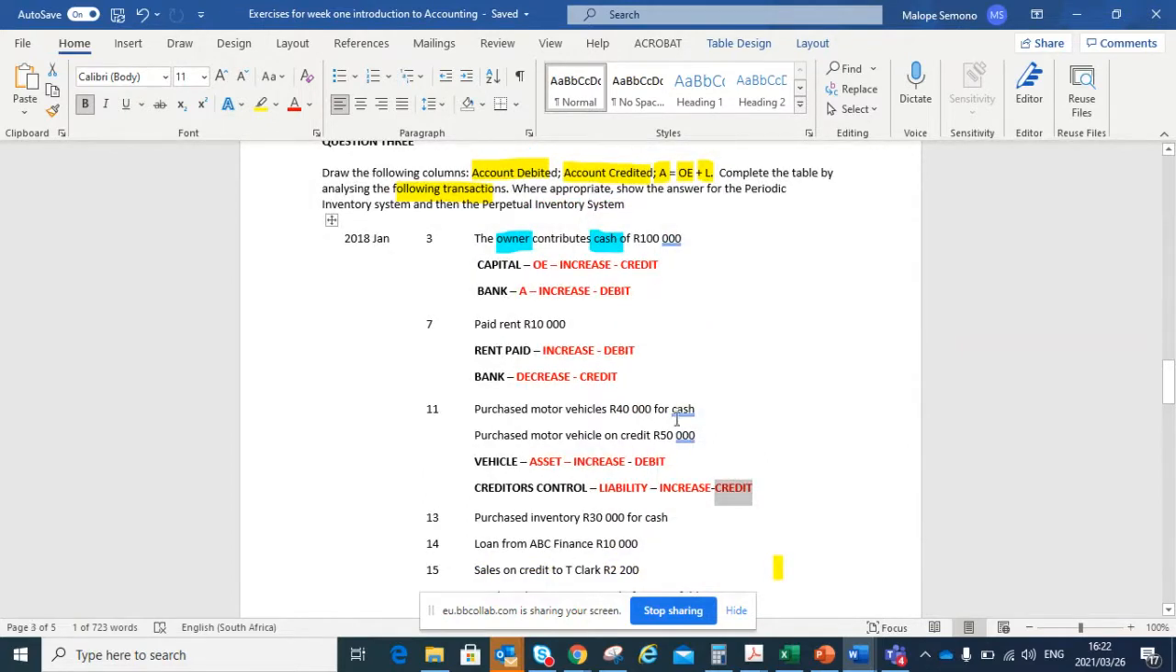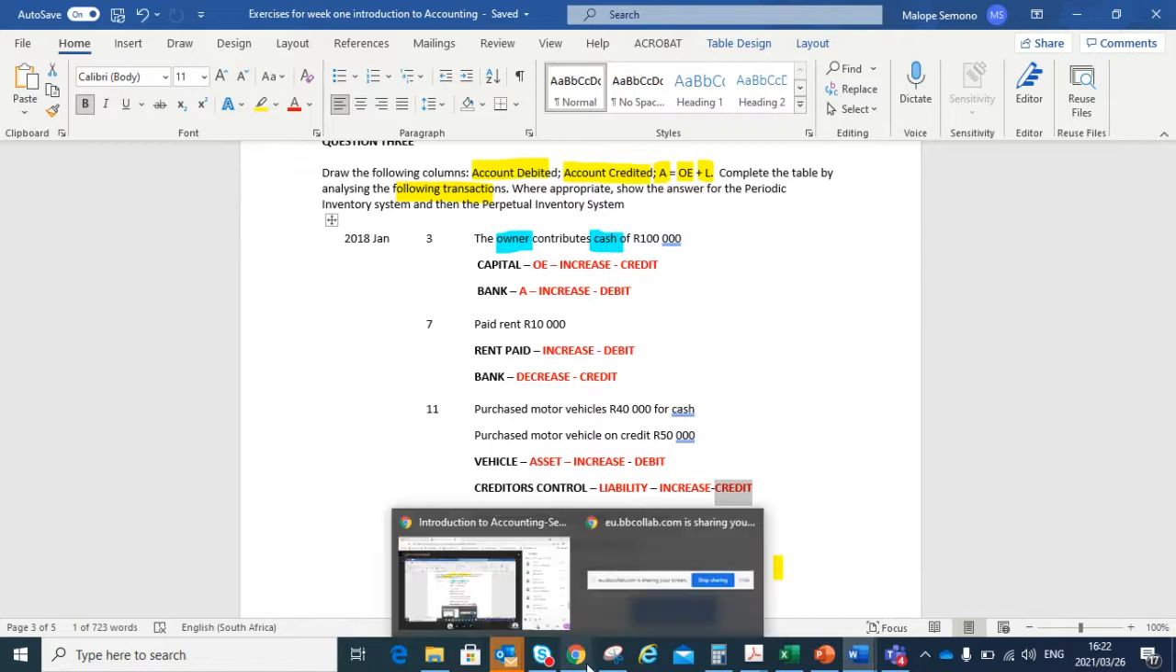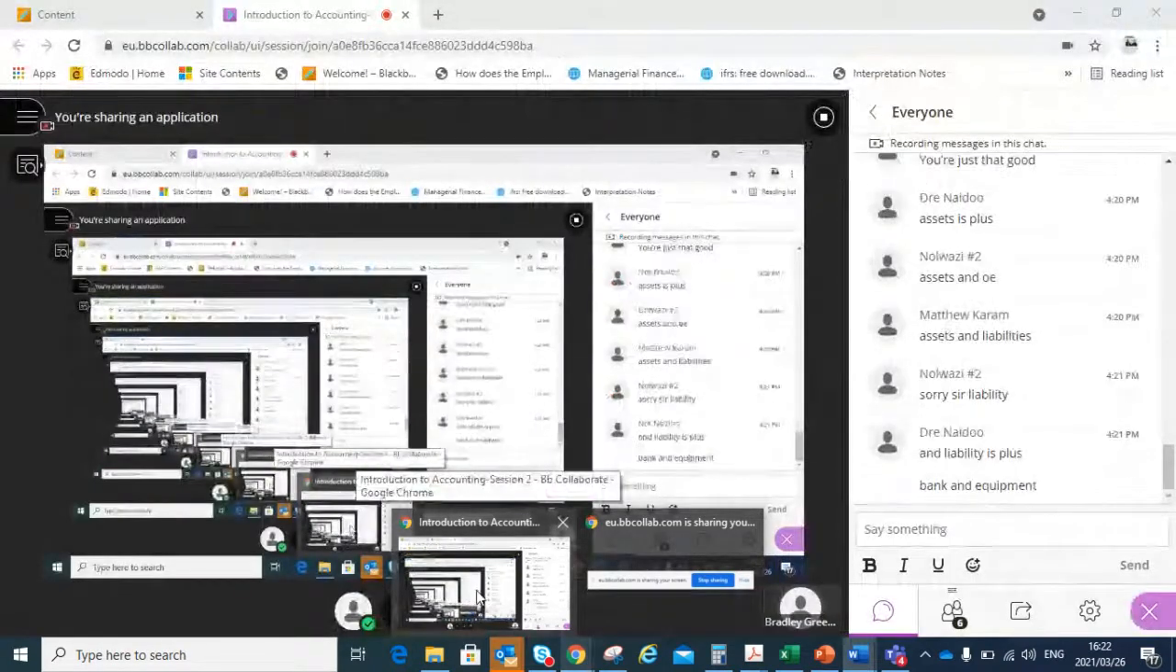I'm not going to do it for you, this one. Still on the 11th, we bought motor vehicle for cash. Just give me the 2 accounts only. I want to see if you can do that. Purchased motor vehicle for cash. Give me the 2 accounts, guys. I just want to see if you can. Please try.